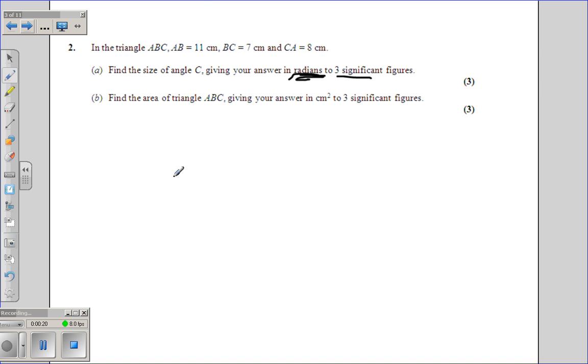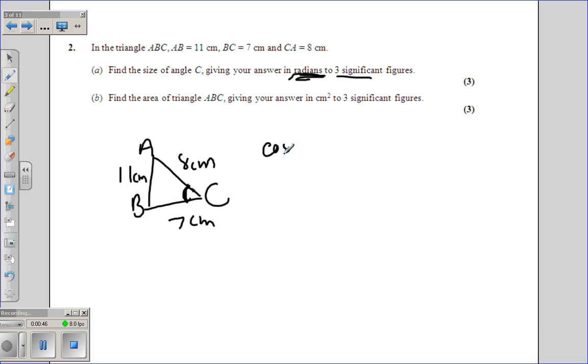It's a triangle, A, B, C. Doesn't matter if it's drawn to scale as long as you label it correctly. AB is 11 centimetres, BC is 7 centimetres, and CA is 8 centimetres. We have to find the angle C here. So when we've got a non-right-angled triangle, we've got 3 sides, it's the cosine rule.